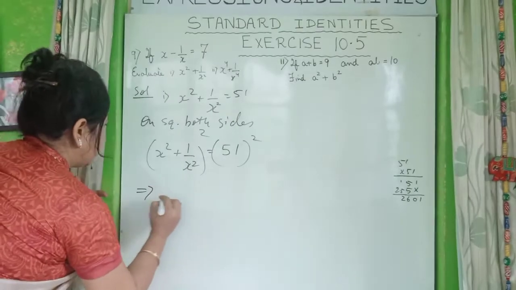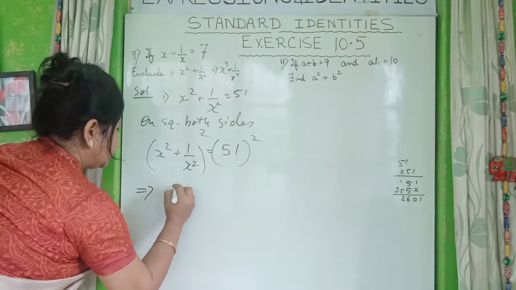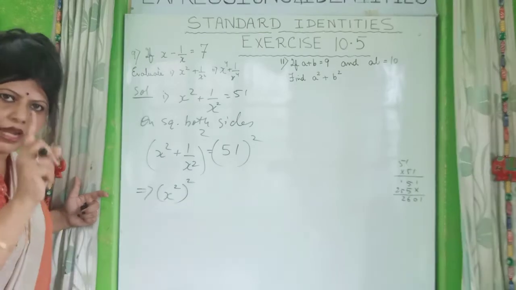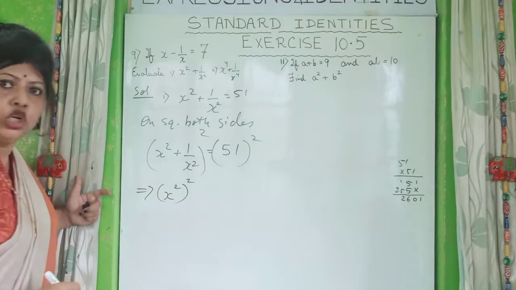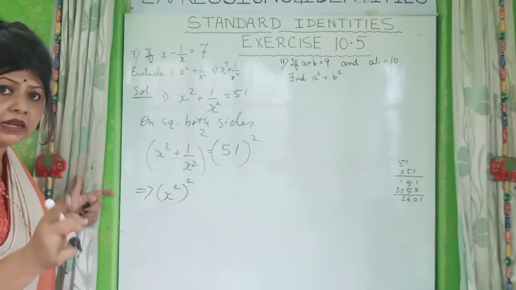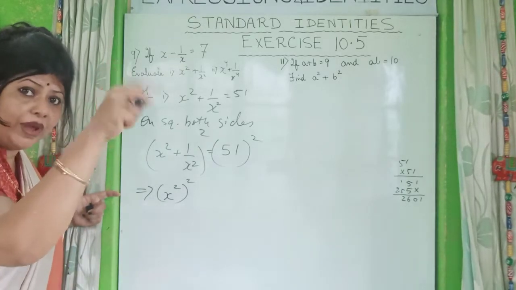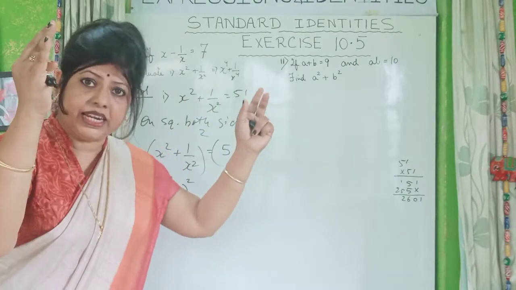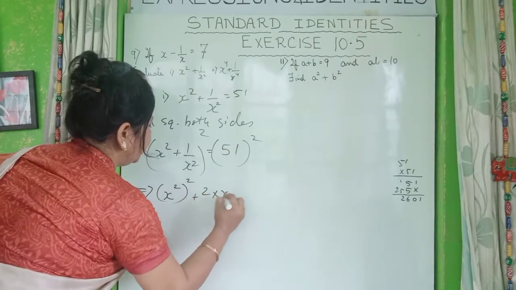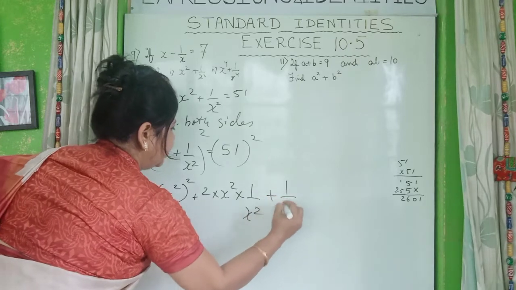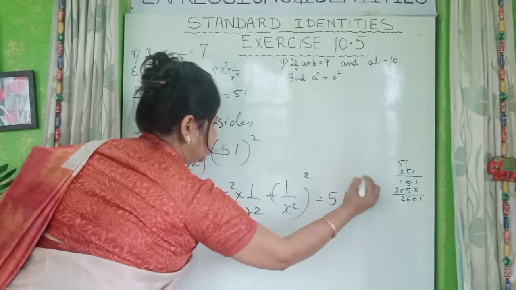Clear? So, that equals a plus b whole square. So, a square. So, x square whole square. Your a is x square. So, a square will be x square to the power 2. And here 2 into 2, that is the third law of indices. When two powers are there, one over the other in the bracket, what we do? We multiply the powers. So, a square plus 2 into a into b plus b square. Got it? b whole square. That is equal to 51 square.